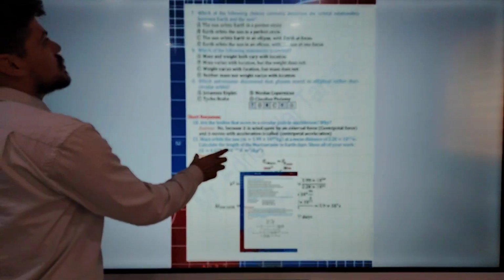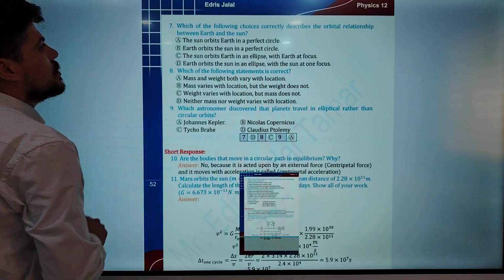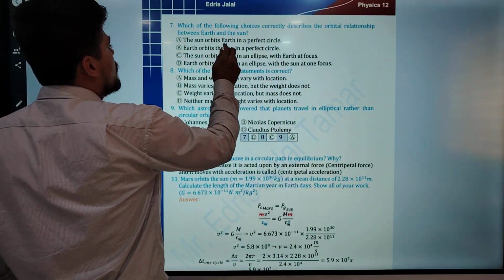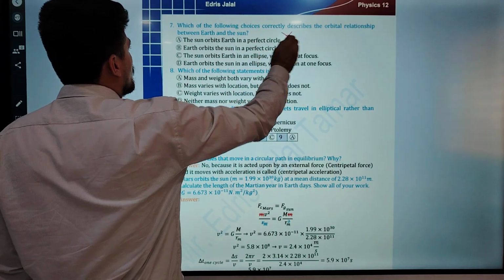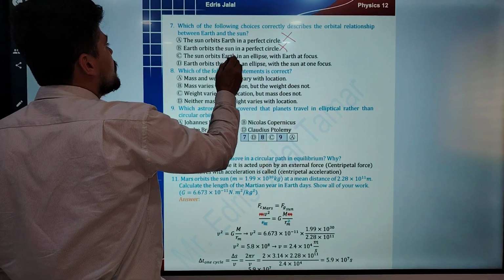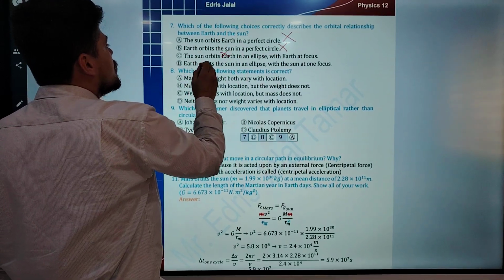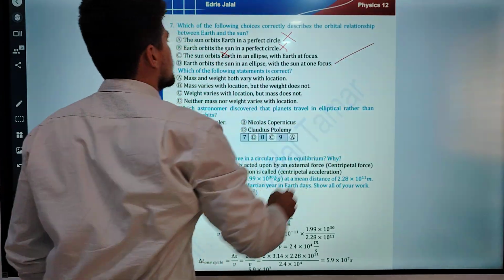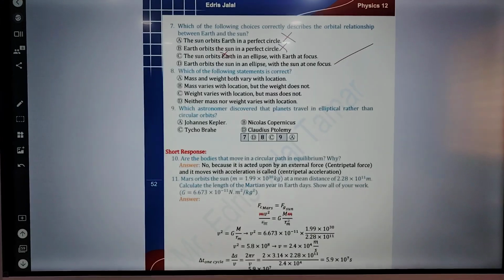Which of the following choices correctly describes the orbital relation between the Earth and the Sun? The Sun orbits the Earth in a perfect circle? No. Earth is orbiting the Sun in a perfect circle? No. The Sun orbits Earth? No. Earth orbits the Sun in an ellipse with the Sun at one focus? Yes. The correct answer is D.